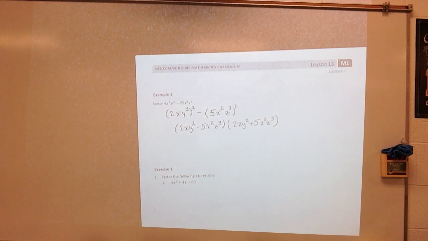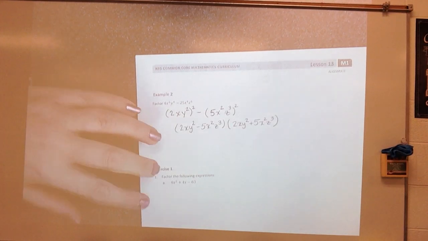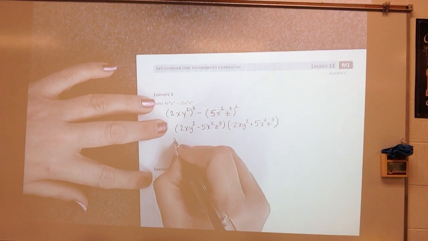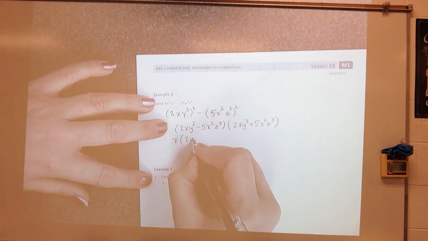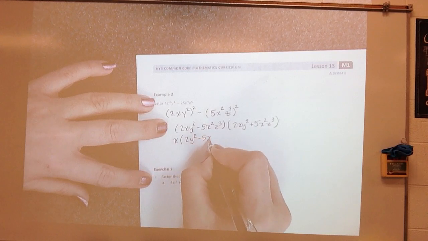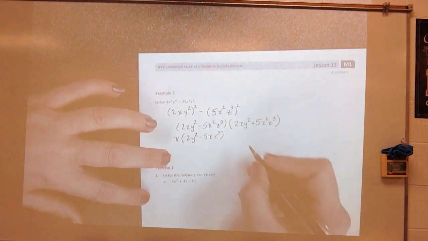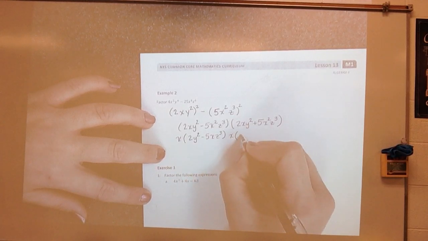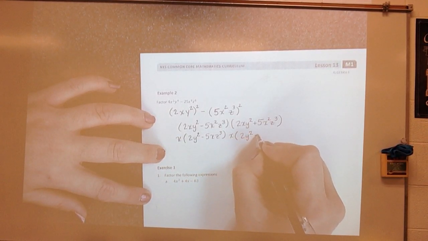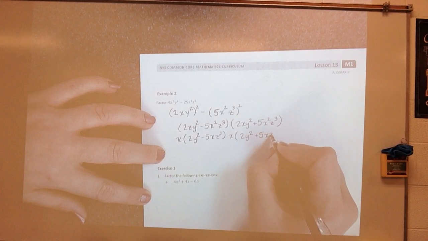Alright? Now, I actually can look at this and I can see that they all have something in common. They all have an x in common. So I can pull out that x. I can pull out that x and see what they have in common. So I'm going to pull out an x here, and I get 2y squared minus 5xz cubed. And I'm going to pull out an x here, and I get 2y squared plus 5xz cubed.